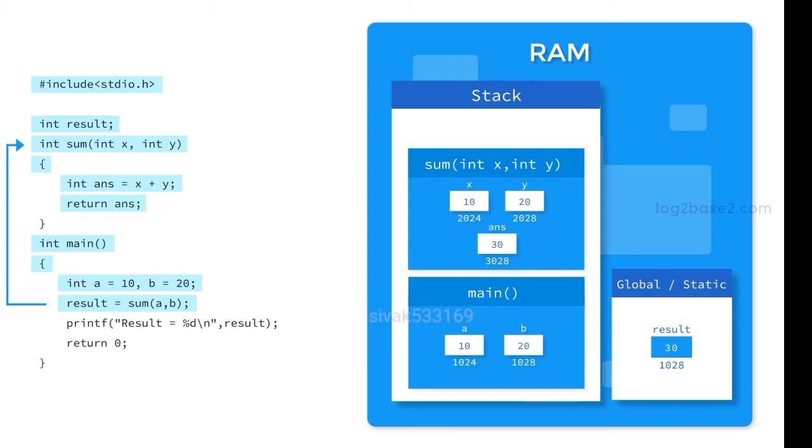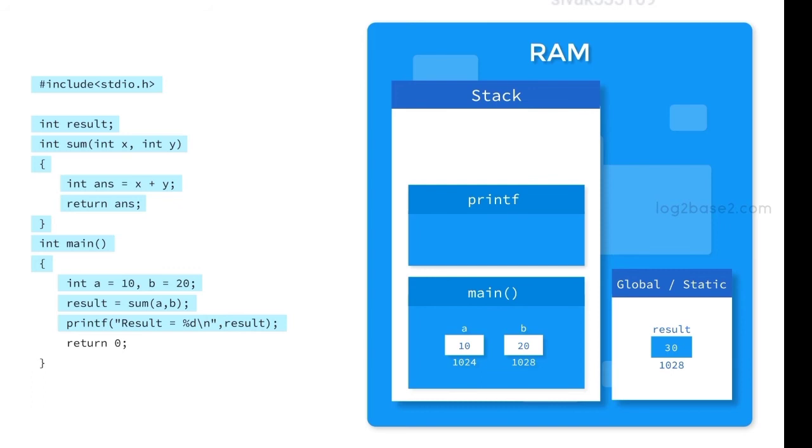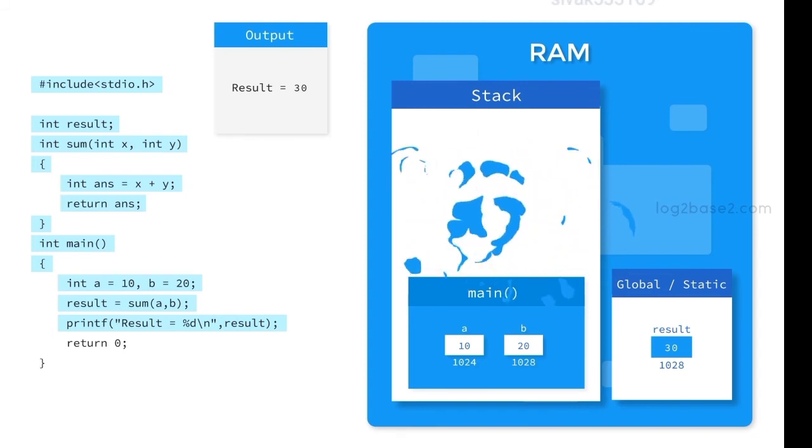Now the function sum is executed completely and it will be popped out of stack, that is discarded from the memory. Next we have a print statement. So what is a printf actually? It is an inbuilt function, so it will also be pushed into the stack. Now it will work and print result equal to 30 and it is completed now. So it will be popped out of the stack.